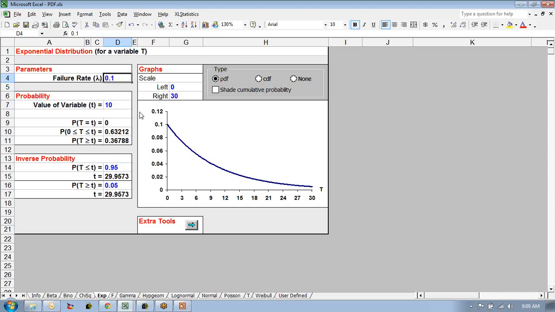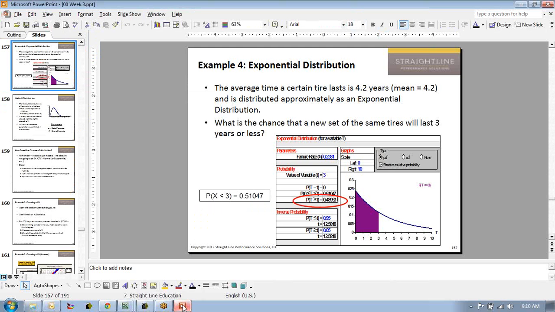Okay, so let's get back to our problem, and I have to admit I've forgotten it. So it's 4.2 failure rate, and I want to know how long it's going to last, 3 years or less. What's the probability that's 3 years or less? Less than or equal.